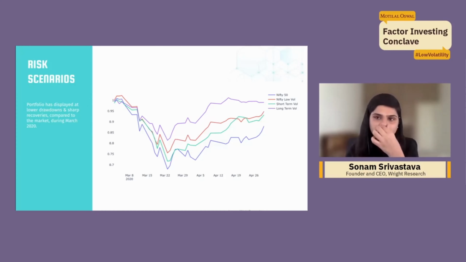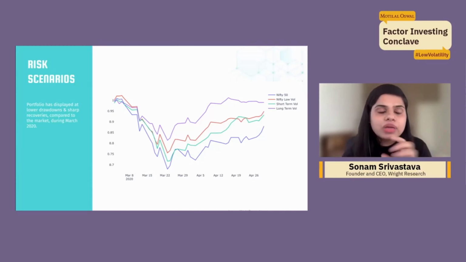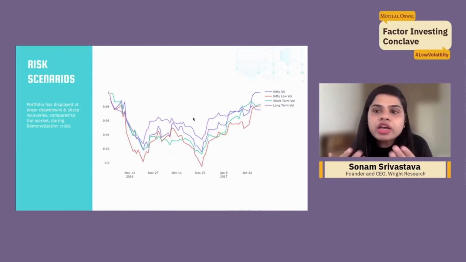Our Nifty low volatility and even the short-term low volatility strategy that we have also gave a lower drawdown than the index during this extreme crisis time that we had in March 2020. Talking about another risk scenario that we saw, in 2016-17, around the demonetization crisis, right? Which was again a big drawdown in the Indian market, more than 10%.